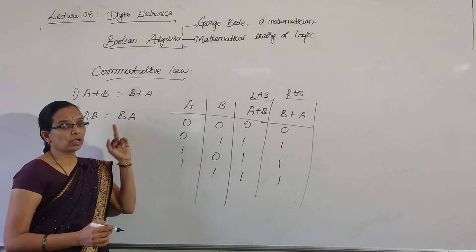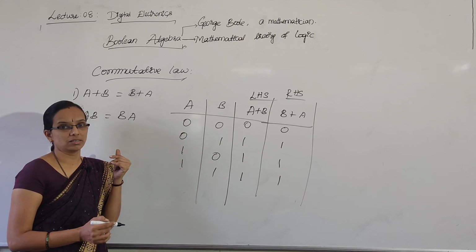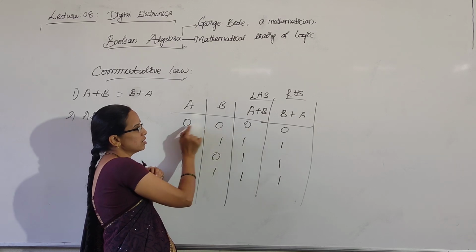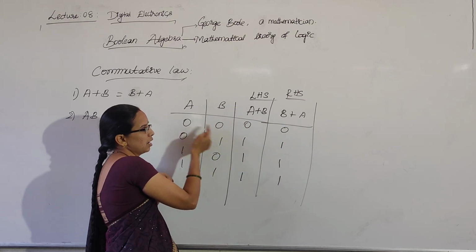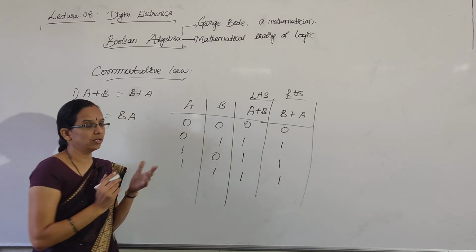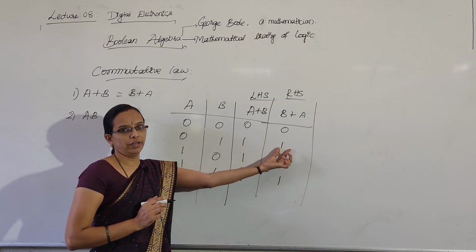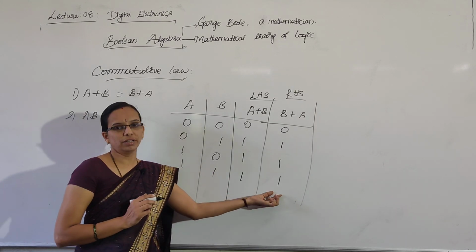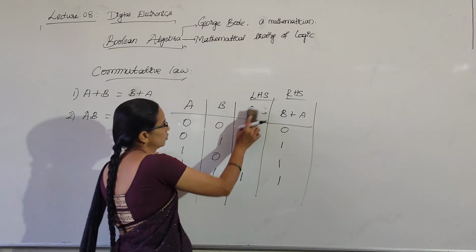When you already know the OR operation, you have to apply the same thing here. That's all. So A plus B, in this line, is 0 or 0. Again B plus A, or B or A, is 0 or 0. In the same way, you apply 0 or 1 is 1, 1 or 0 is 1, and 1 or 1 is 1. This is how we prove it.